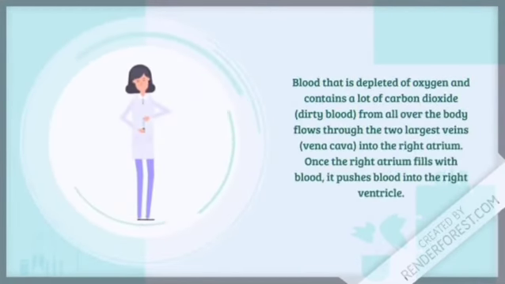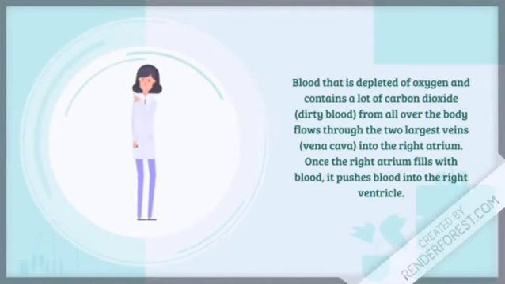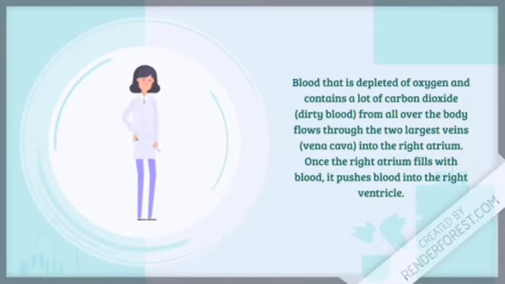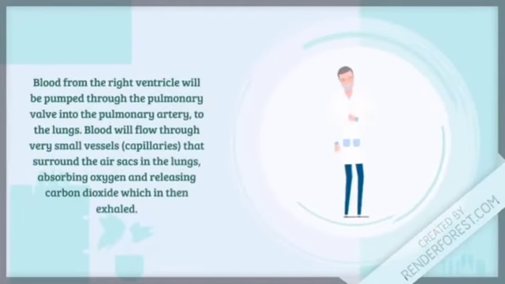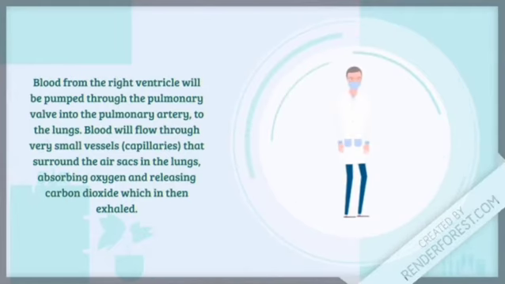Blood that is depleted of oxygen and contains a lot of carbon dioxide, or dirty blood, from all over the body flows through the two large veins, or vena cava, into the right atrium. Once the right atrium fills with blood, it pushes blood into the right ventricle. Blood from the right ventricle will be pumped through the pulmonary valve into the pulmonary artery to the lungs.